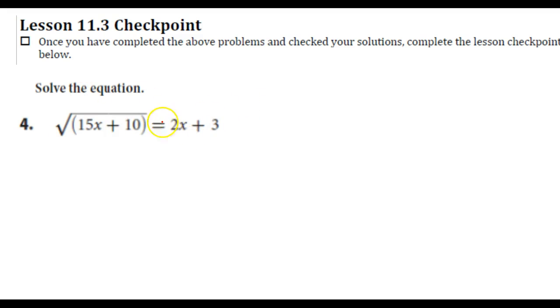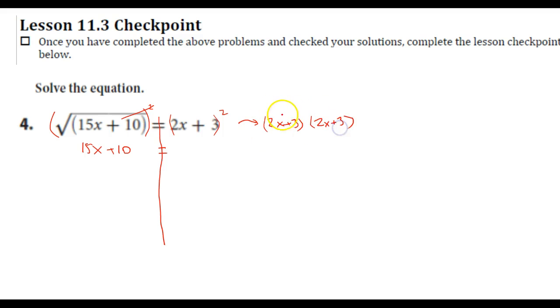So this is solve the equation. I'm going to draw a line right down the equal sign. We're going to square both sides to get rid of that radical. So that's 15x plus 10 equals 2x plus 3 times 2x plus 3. Let's again practice FOILing some stuff out. So that'd be 2x times 2x, which is 4x to the second power.